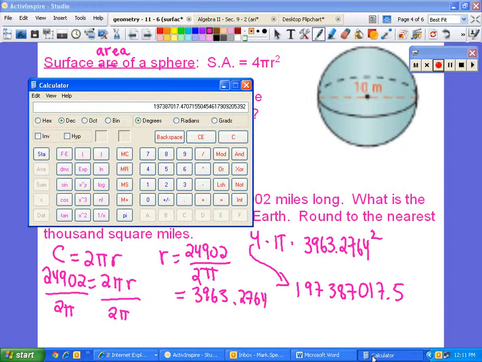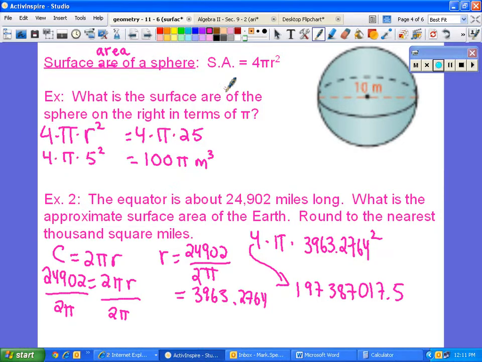And then 0.47 rounds to 0.5. That's your answer. And the question asks you to round it to the nearest 1,000 square miles. So here's my 1,000th place. So what should my final answer be? What should my final answer look like?